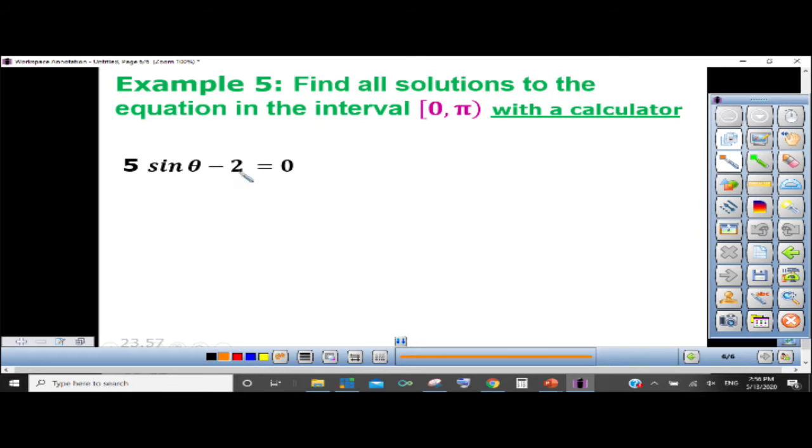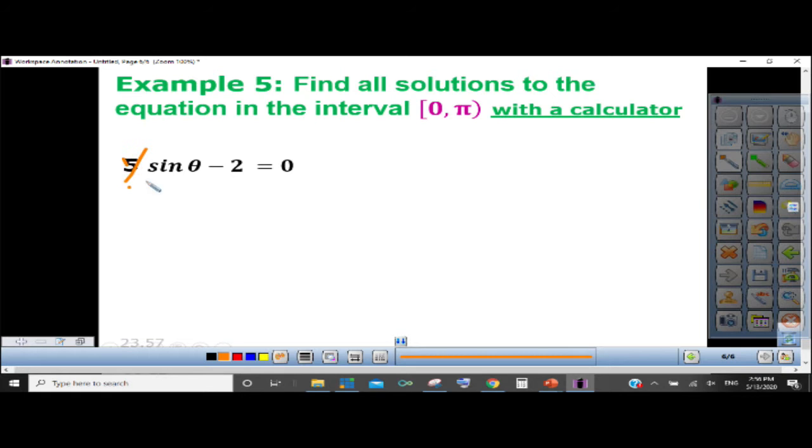5 sine theta minus 2 equals 0. Okay, so first things first, I have to get rid of this 2. By the way, I cannot touch the 5 yet. Nope, don't do that. You have to get rid of the 2 first. And that is going to give you a 5 sine.